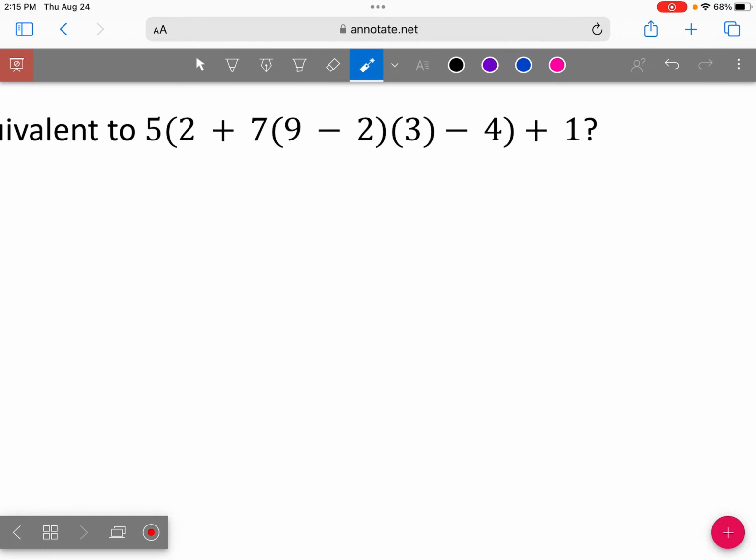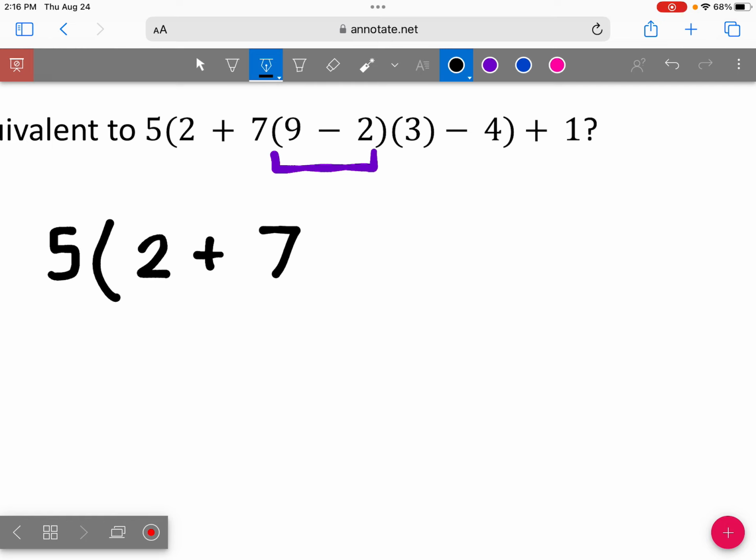So let's look at this one. We're going to do our order of operations, which means I'm going to deal with the insideiest parentheses first. So this 5 is going to hang out outside for a while. We have 2 plus 7 times (9 minus 2), which is 7. And then we have this other 3 back here, times 3. That's still being multiplied there. Plus 1.